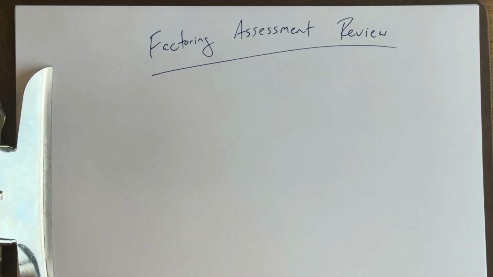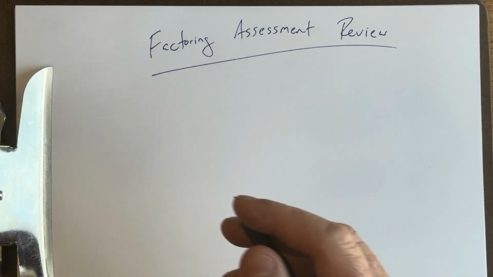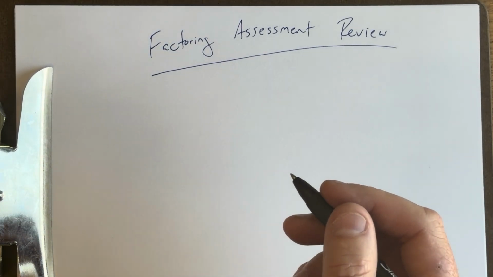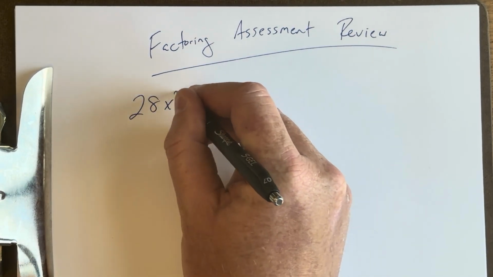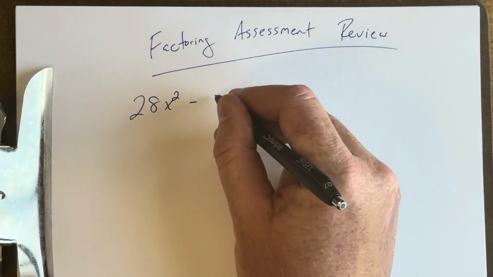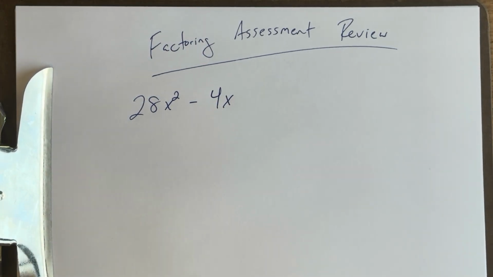I'm going to go through the questions just like always. So please, please, please pay close attention because I'm going to tell you exactly what is coming up, okay? So the first one, there's going to be a question that looks like this: 28x squared minus 4x. It says write an expression that's equivalent to this by factoring. Write your answer with no spaces.